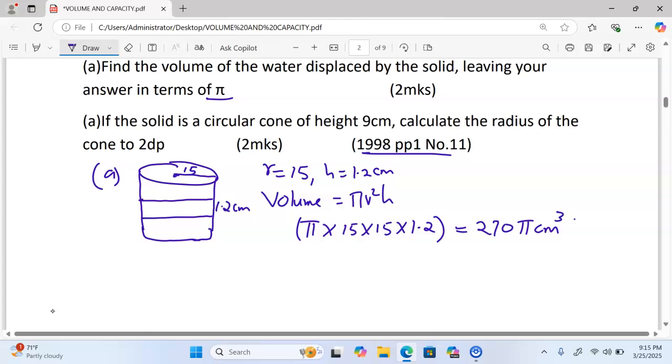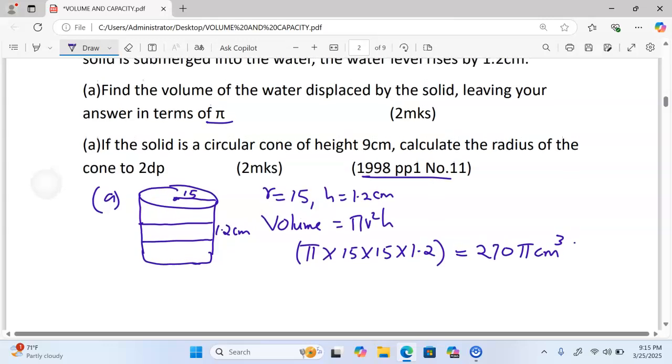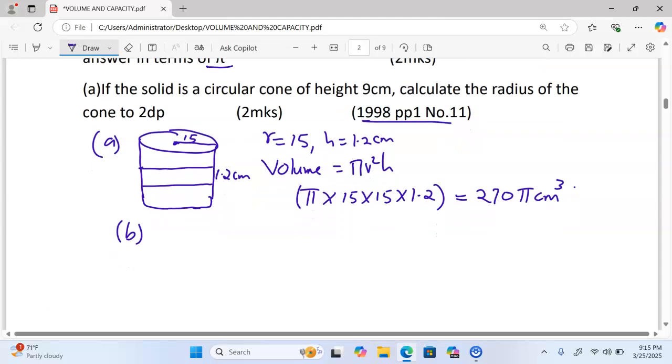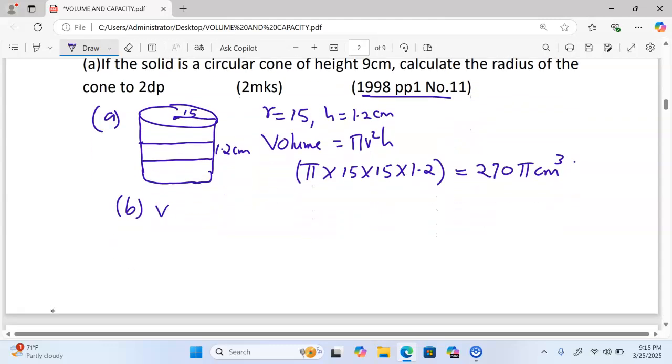Then of course, once we have gotten the volume of the water displaced, we can now move to part B. Part B of the question: if the solid is a circular cone of height 9 centimeters, calculate the radius of the cone. This is very easy. Volume of the cone is equal to the volume of the water displaced.